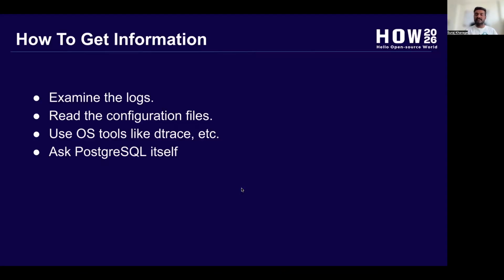There are many instances where we need to find more information about an issue that we are facing with PostgreSQL. And these four are the most common areas where we should look. First thing we check is the database logs to get more information about the issue. If the issue is related to configuration settings, then we check the configuration file. Sometimes we need help from the OS tools. And the last one is to ask PostgreSQL itself.